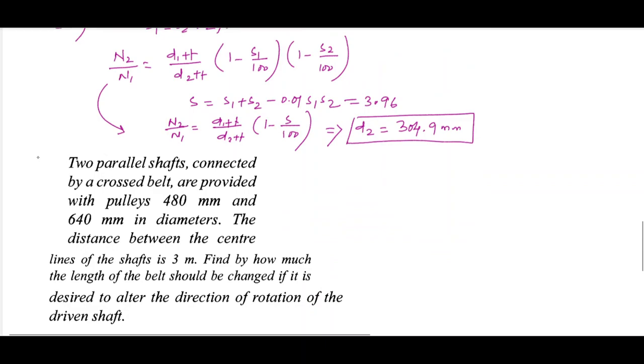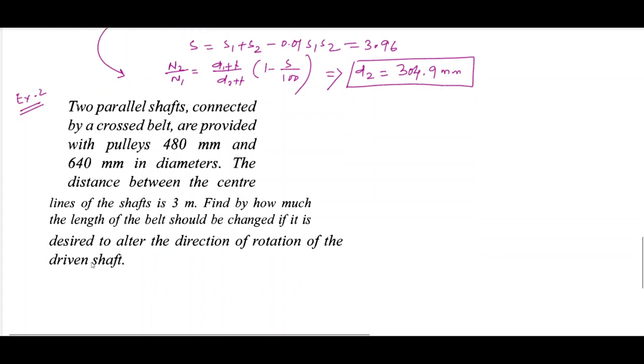Let's say this is example 2. Two parallel shafts connected by a crossed belt are provided with pulleys. D1 is 480 mm, D2 is 640 mm in diameter. The distance between the centers, x, is 3 meters. Find how much the length of the belt should be changed if it is desired to alter the direction of rotation of the driven shaft.